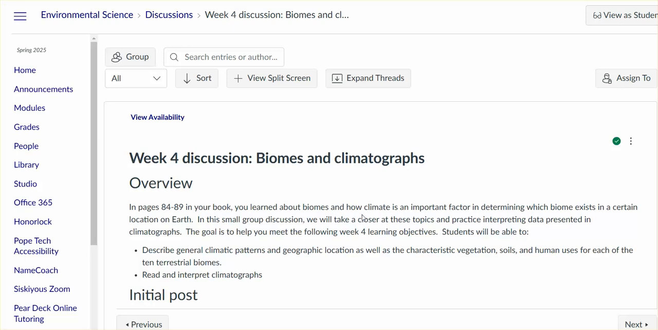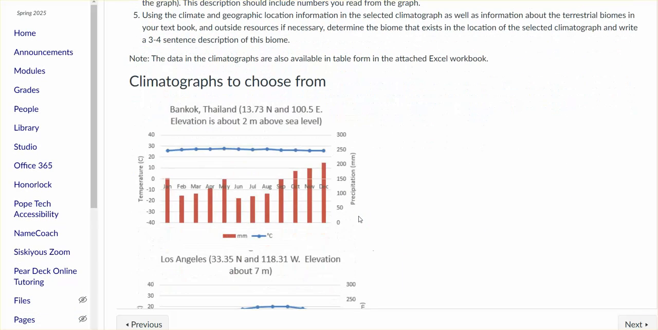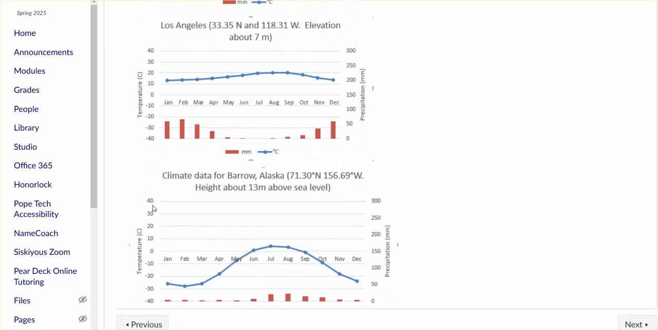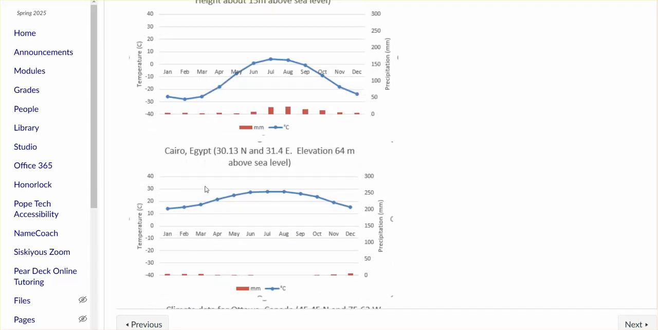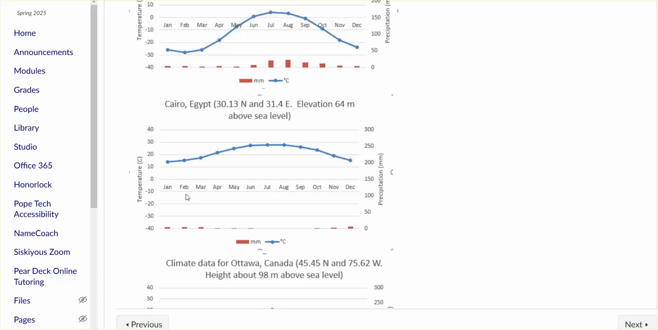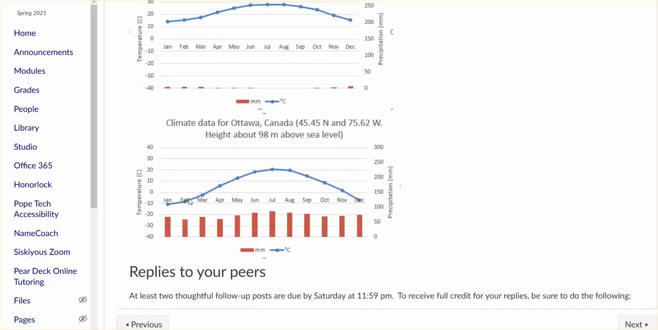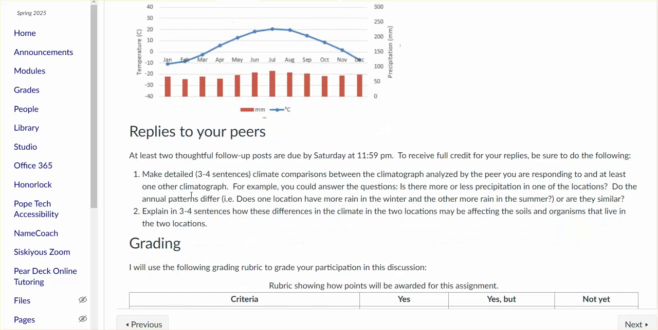So our discussion this week is a small group discussion. And we're going to try to reinforce some of what you read in Chapter 4 about biomes. So there are 5 climatographs here that show the precipitation in red, these red bars. Read that on the scale that's over here to the right. And then the temperature in blue. Read that on the scale over here to the left. So you're being asked to look at the climate in these different locations and try to make a determination about the biome that would exist in that place.